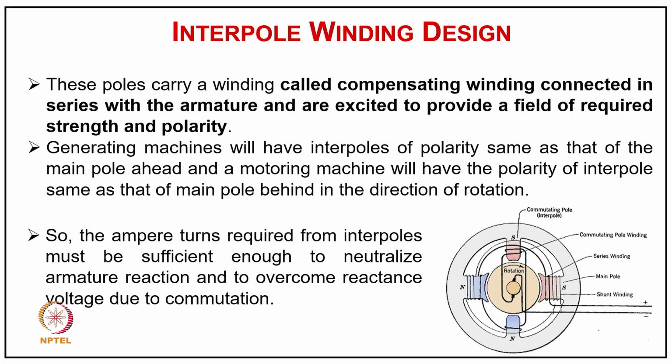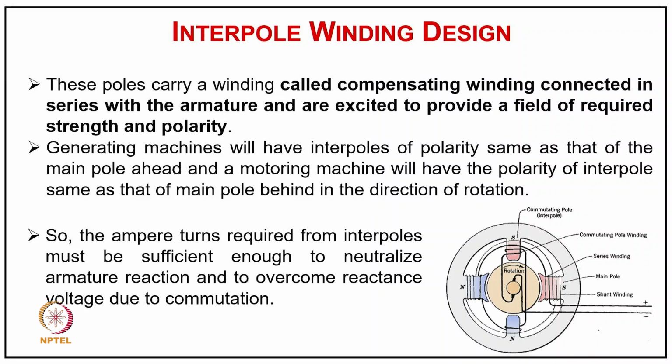So these poles carry a winding called compensating winding connected in series with the armature and are excited to provide a field of required strength and polarity. Generally, generating machines will have interpoles of polarity same as that of the main pole ahead, and a motoring machine will always have interpole polarity same as that of the pole behind in the same direction.